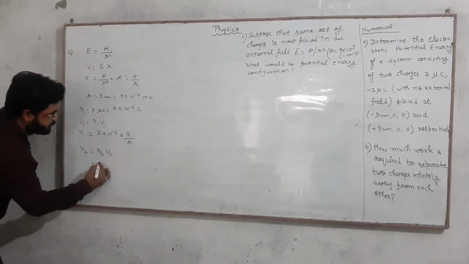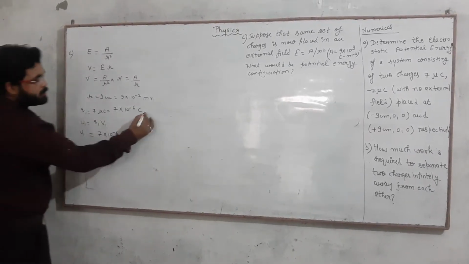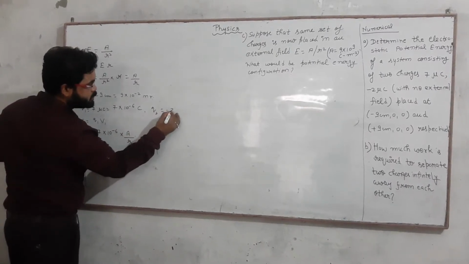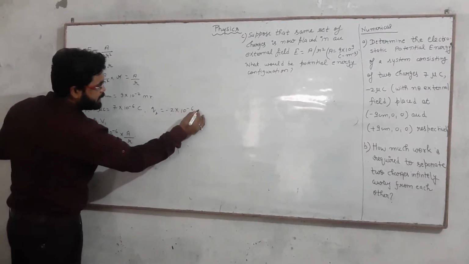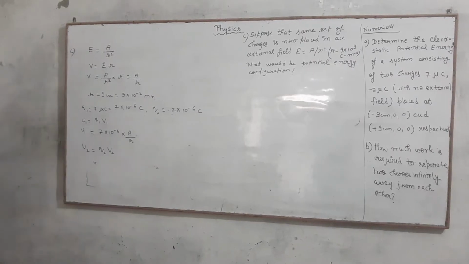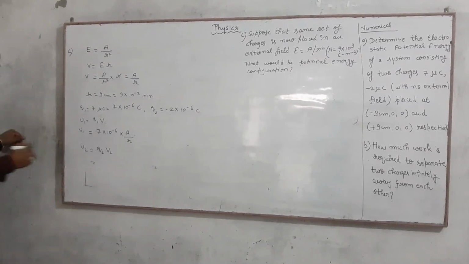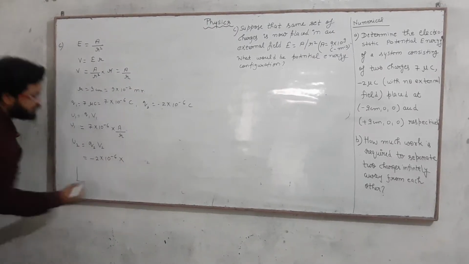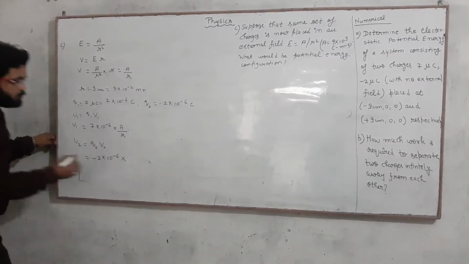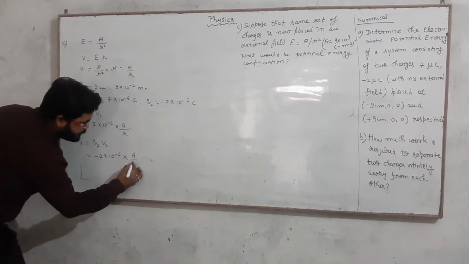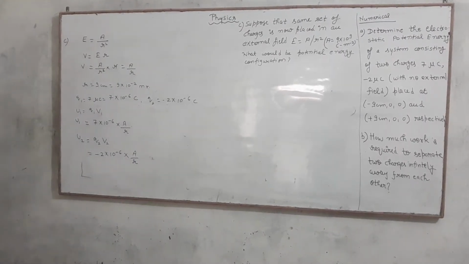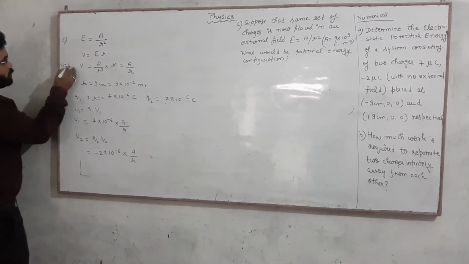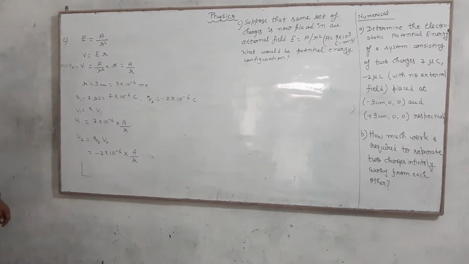Q2 is what? Minus 2 into 10 to the power minus 6 coulomb. So it is minus 2 into 10 to the power minus 6 into V2. What is the value of V2? The value of V2 is A by R, because V1 is equal to V2 is equal to V.